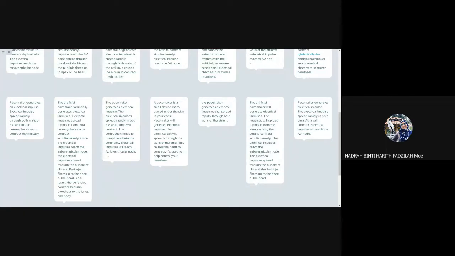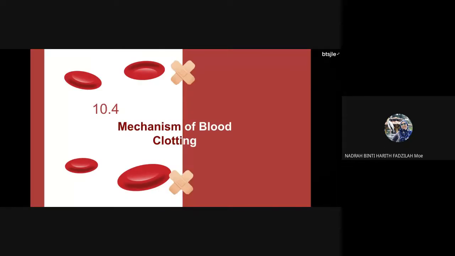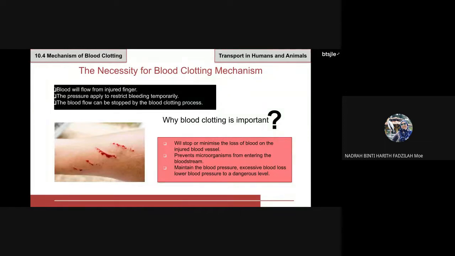Bila kita cakap pasal blood clotting, the prominent structure atau component of the blood that is involved with this process is the platelets lah. So platelets ni adalah small fragments that can be found inside our blood. Sebab itulah dalam anime tu dia punya representation ialah budak-budak kecil ya. So kita tengok dulu kenapa kena ada blood clotting mechanism.